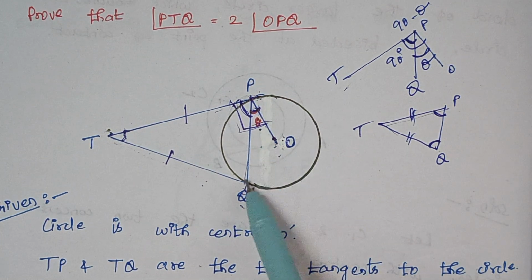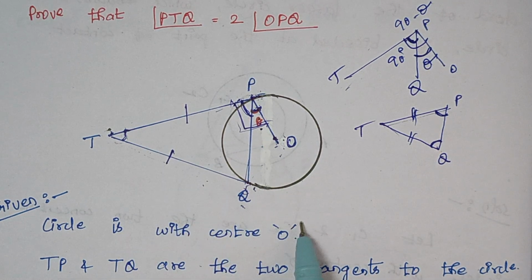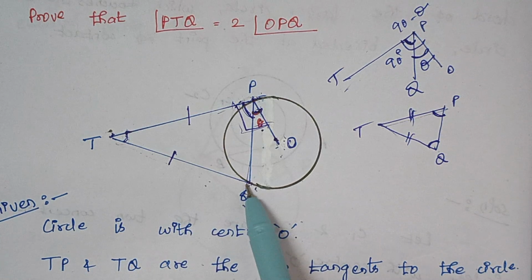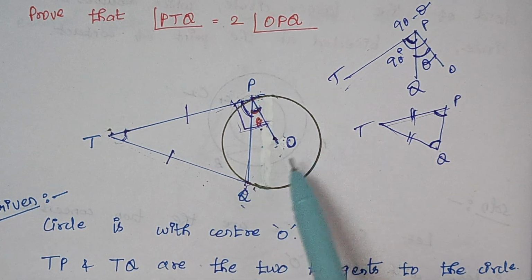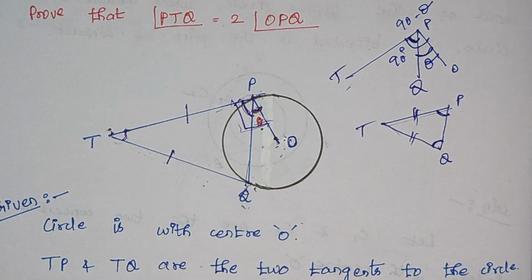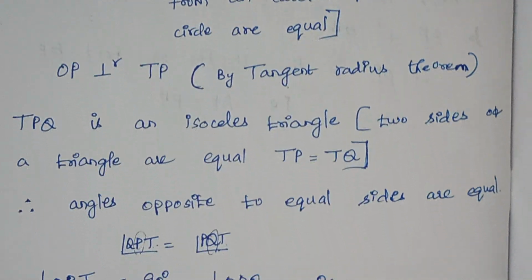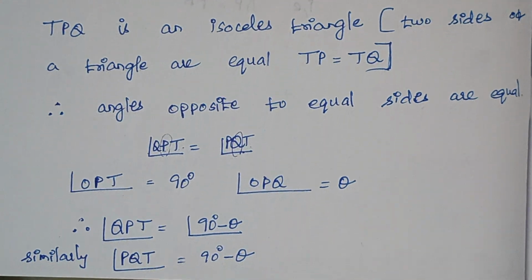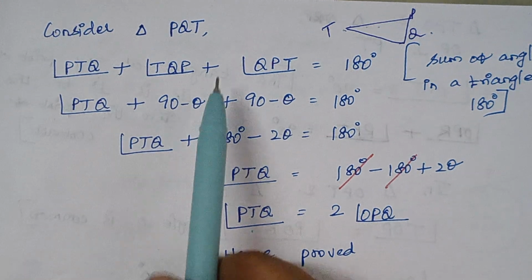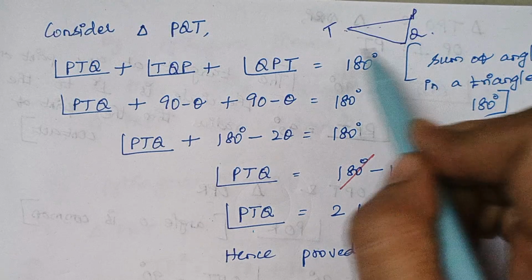Because again when you draw a line, this OQ will be the radius and TQ is a tangent, and again they will be perpendicular. The same concept applies here. Therefore QPT is 90 minus theta and PQT is also 90 minus theta. So this is what I had written here. Now consider the triangle PQT.